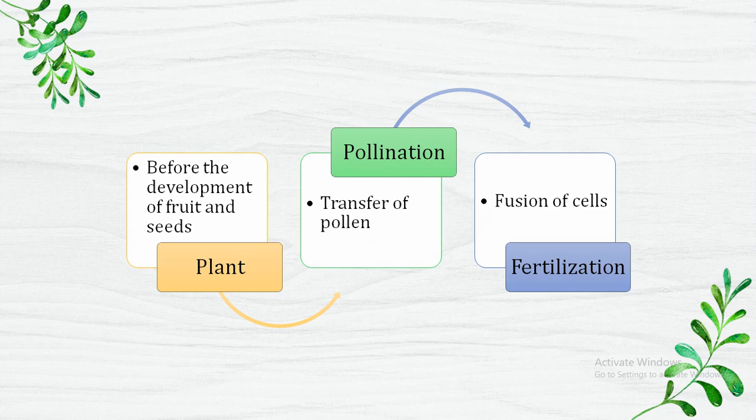Now before the development of fruit and seed, the plant passes through two processes, that is pollination and fertilization. Pollination is basically the transfer of pollen grain, and fertilization is the fusion of cells.